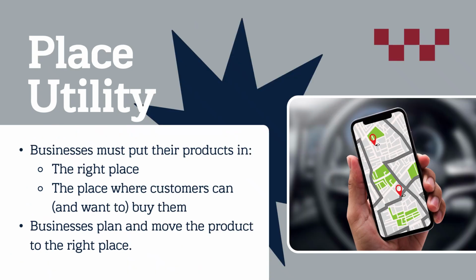Place utility. Businesses must put their products in the right place, the place where customers can and want to buy them. Businesses plan to move products to put in the right place to make profit by selling them. For instance, if you live out in the desert, a canoe might not be very beneficial. They probably will not have many canoes stocked if you live out in the desert.